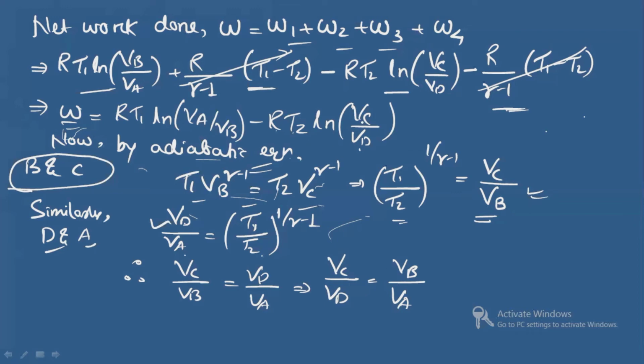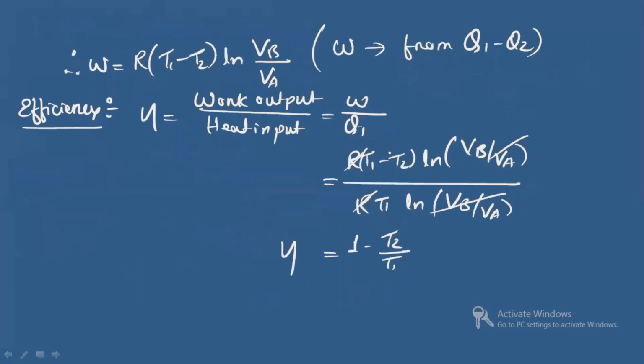That means if you write Vb by Va instead of Vc by Vd, that is what you are supposed to write. Now, when you do that, you will get the work done W equals R (T1 minus T2) ln Vb by Va. Yes or no? This is what you will get. Now you see, this is the work done in the case of the Carnot cycle.